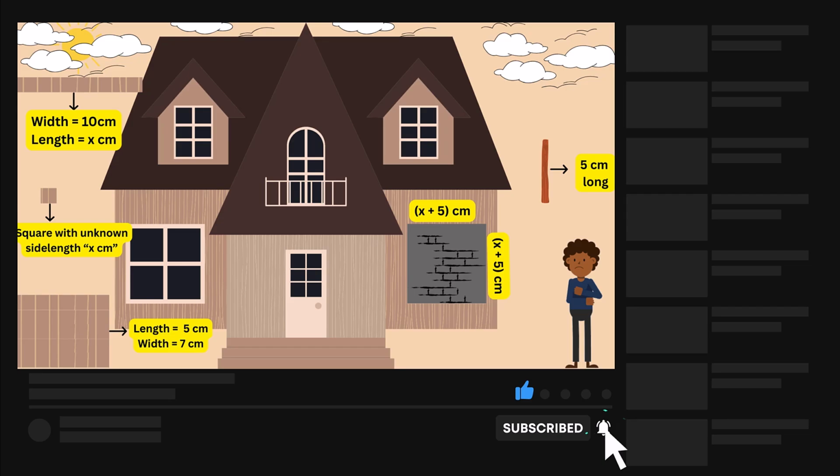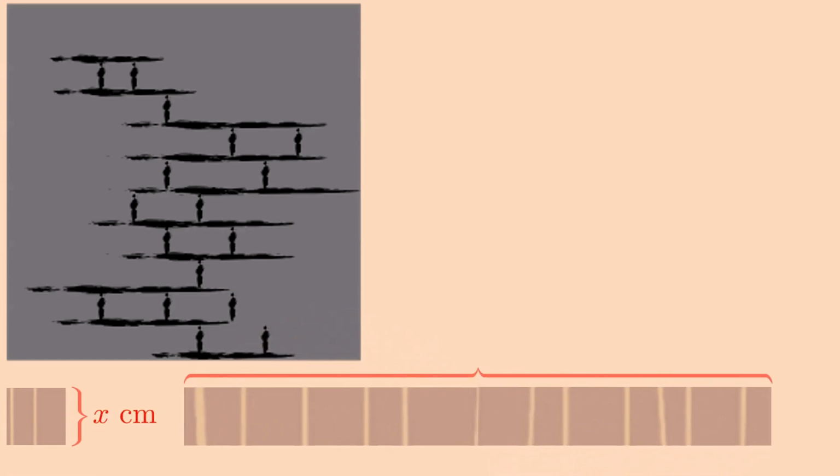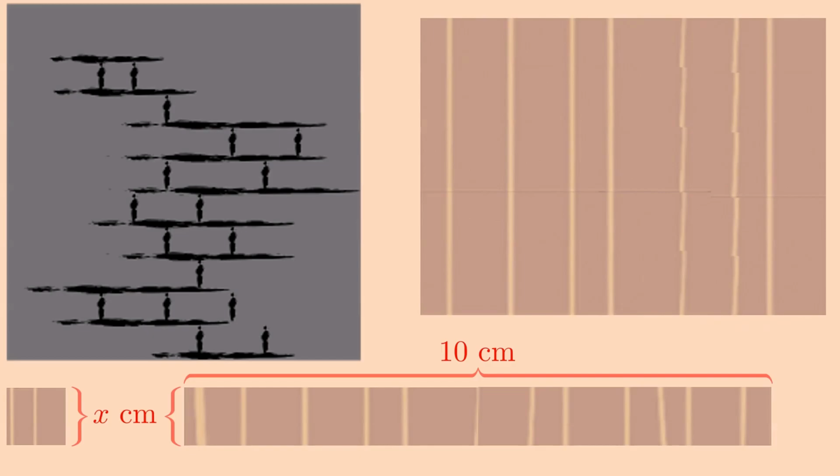With the assumption that you've done that, let's now take a look at one way Mr. Rudolph can solve his problem. Let's start by listing out what we know. He has a square piece with side length x centimeters. He has a rectangle that is 10 centimeters wide and x centimeters long. He has another rectangle that is 5 centimeters long and 7 centimeters wide.